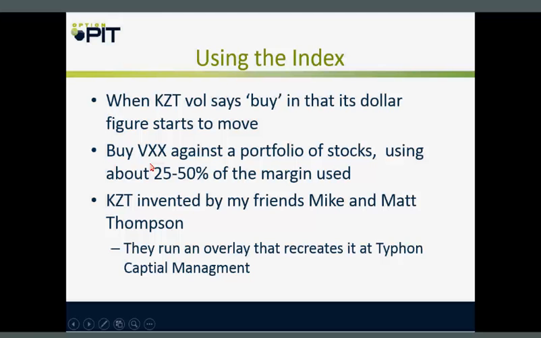All right, so when KZT Vol says buy, in that its dollar figure starts to move, what I would do when I'm hedging is I'll buy a VXX against a portfolio using 25 to 50% of my margin. All right, and it was invented by my friends Matt and Mike Thompson, who run Typhon Capital Management. Good guys, if you have questions on KZT, reach out to them. It's Matt at Typhon Cap, Mike at Typhon Cap.